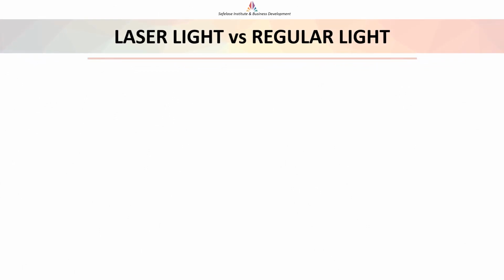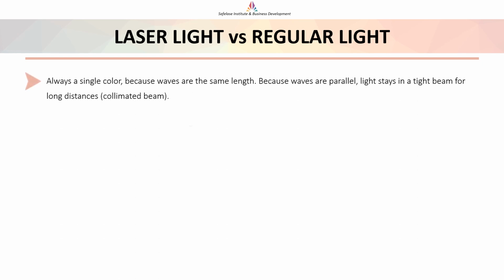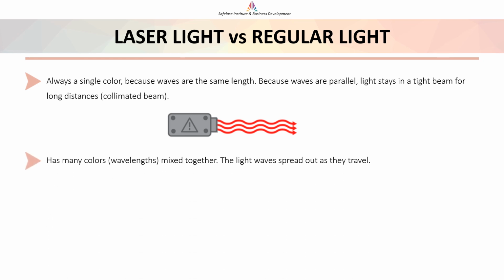Our next observation is for comparing laser light to regular light sources. Laser light sources are always a single color because the waves are the same length and because the waves are parallel. Light stays in a tight beam for long distances. This is referred to as a collimated beam. Regular light sources, on the other hand, have many colors or wavelengths mixed together. The light waves spread out as they travel.